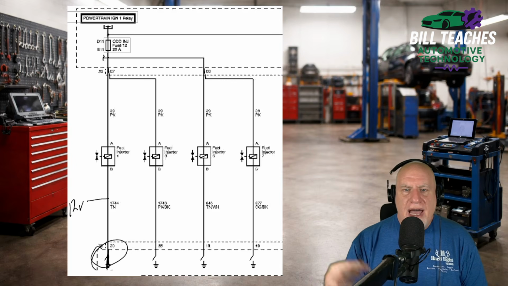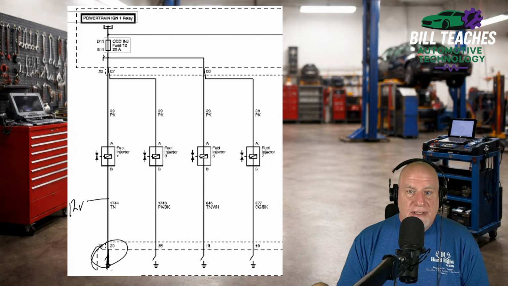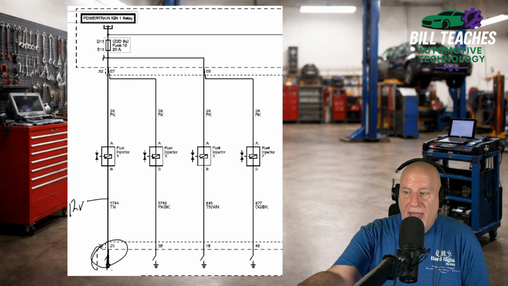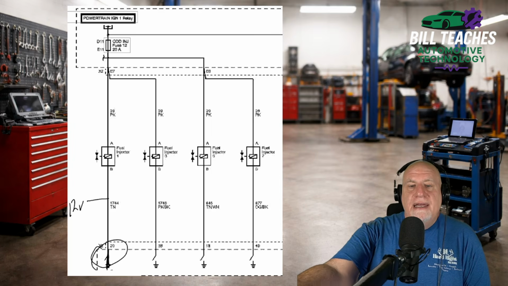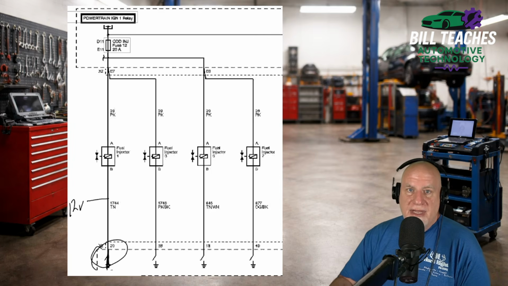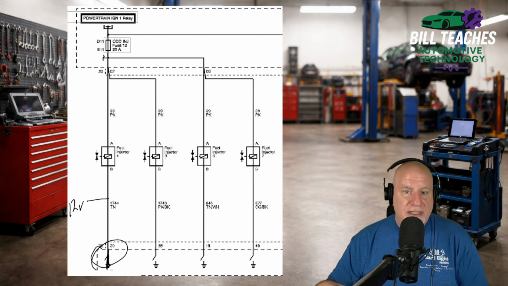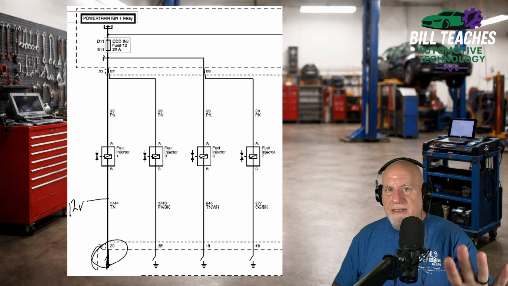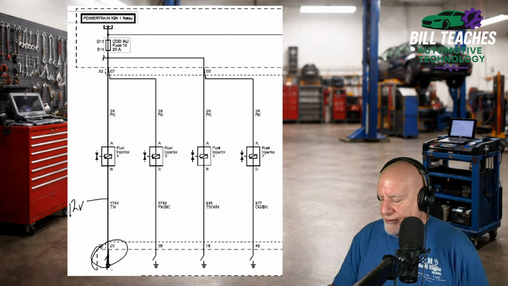They went to high means power, low means ground. So if you see a circuit high problem, it means we have a power problem. In this case, we have power where we shouldn't have. And then if you see a circuit low issue, that means you have a ground issue. It's going to ground when it shouldn't be. So keep that in mind. That's a very, very helpful tip there.